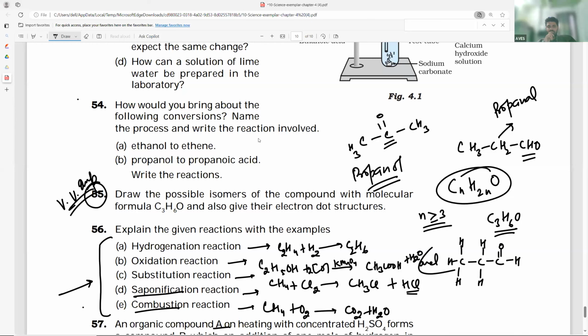Do question number 54, please. How will you convert ethanol to ethene and propanol to propanoic acid? Do this one, please. Just coming back in a minute. We need to drink the water.